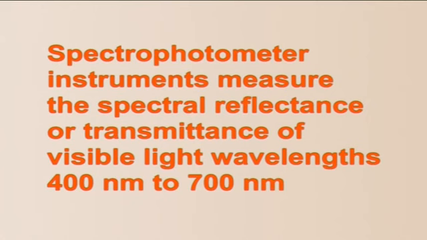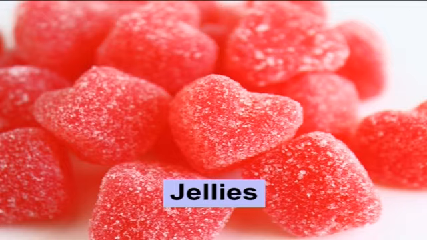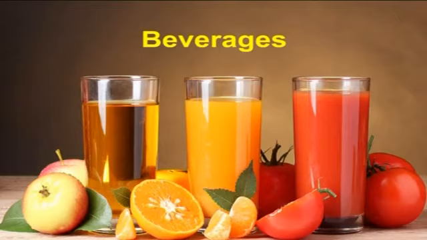Spectrophotometric instruments measure the spectral reflectance or transmittance of visible light wavelengths 400 nanometer to 700 nanometer. Over the last decades, spectrophotometers have been utilized in the food industries for color standardization and quality control inspection of ingredients prior to use, particularly in jams, jellies, preservatives and beverages.